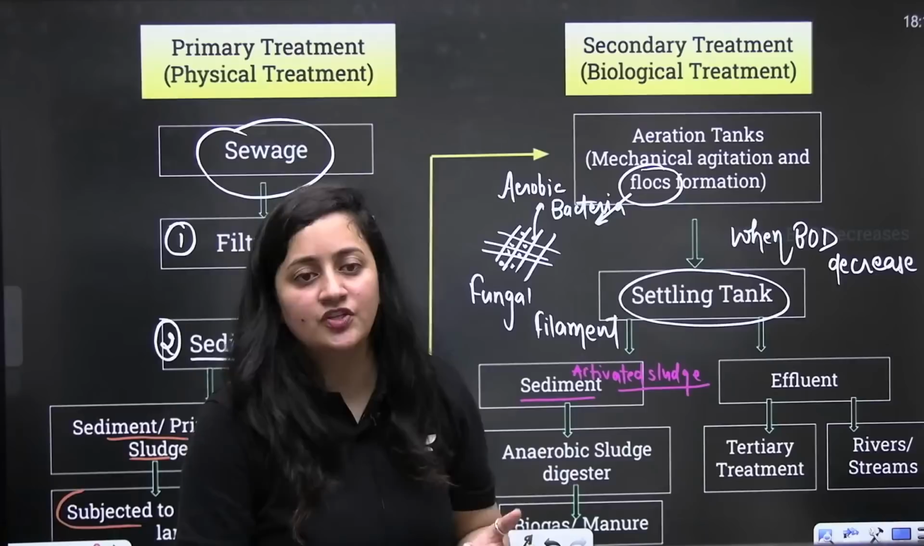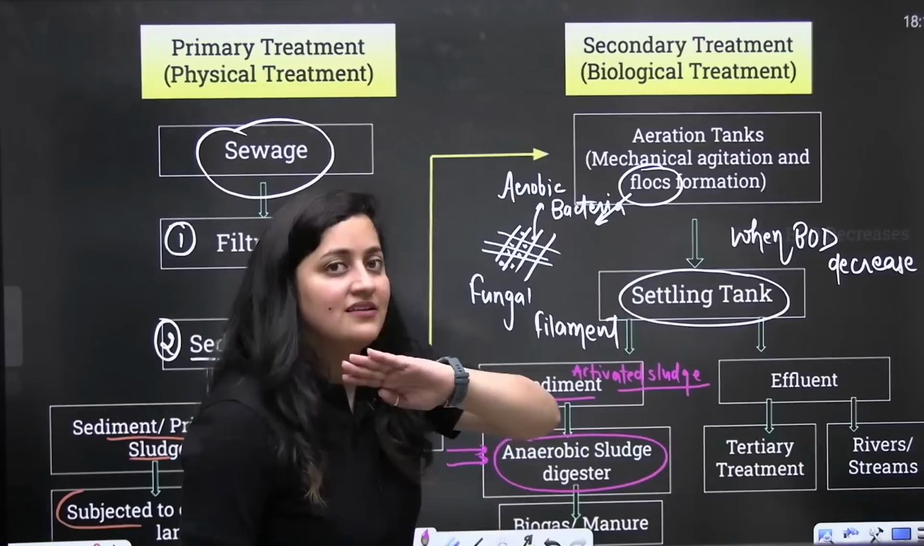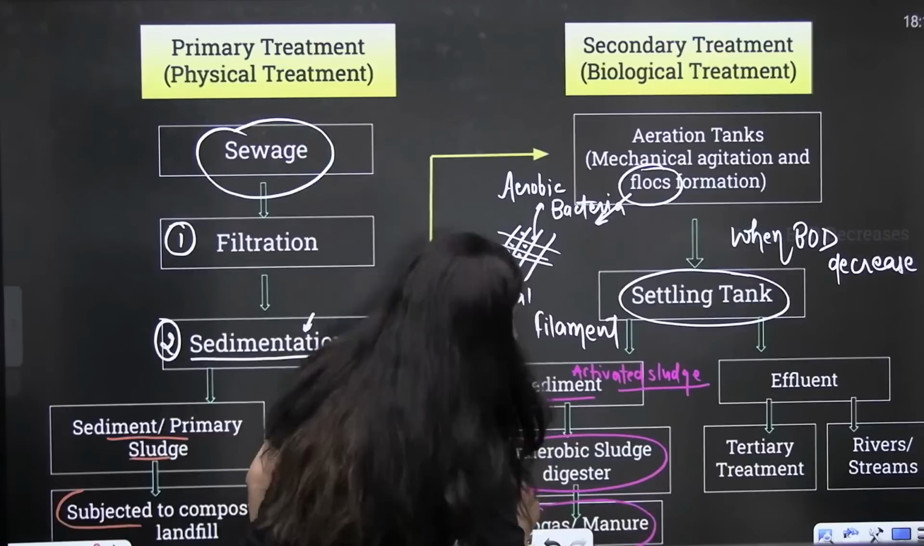Now this activated sludge will pass to the anaerobic sludge digester. In the anaerobic sludge digester, because there is no oxygen, that flock, that bacteria, basically will die. And we can use it as biogas or manure.